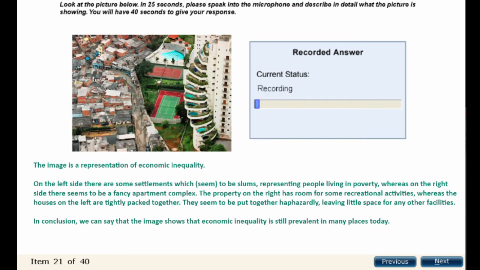The image is a representation of economic inequality. On the left side, there are some settlements which seem to be slums, representing people living in poverty, whereas on the right side, there seems to be a fancy apartment complex.